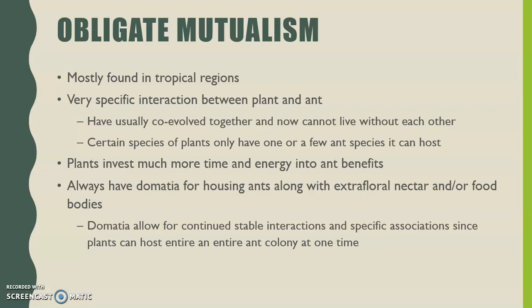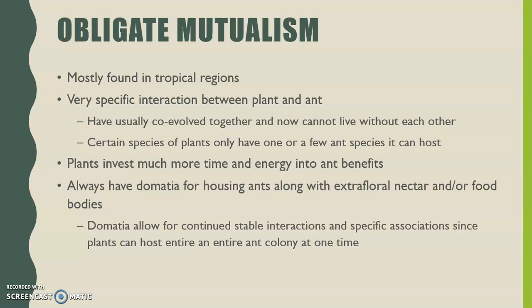The next type is obligate mutualism. This is found mainly in tropical regions, and this has a very specific interaction between plants and ants. Usually, these species have co-evolved together and now cannot live without each other. Certain species of plants only have 1 or maybe 2 ant species it can host.